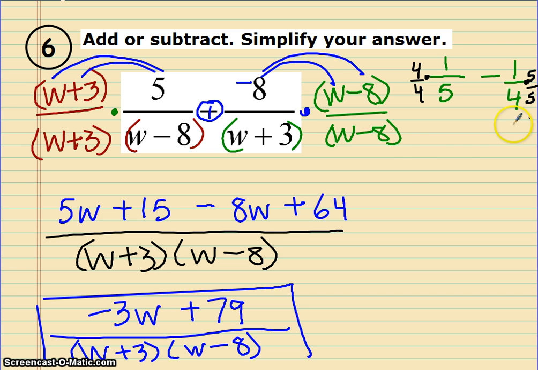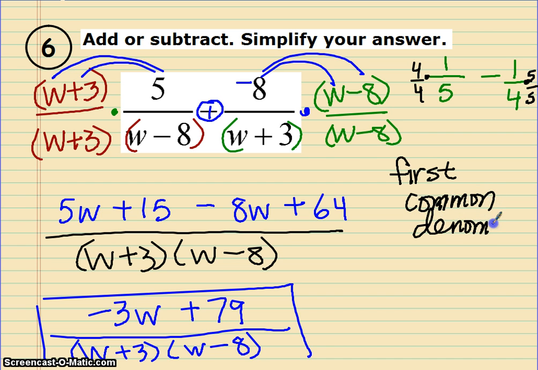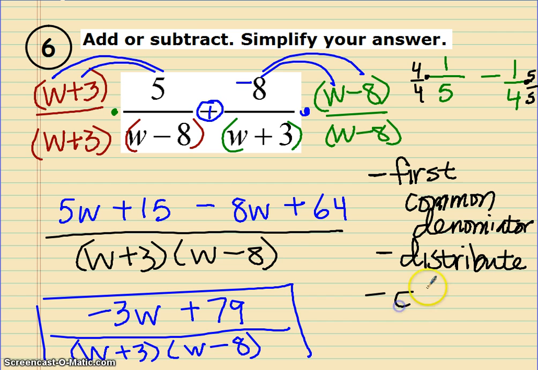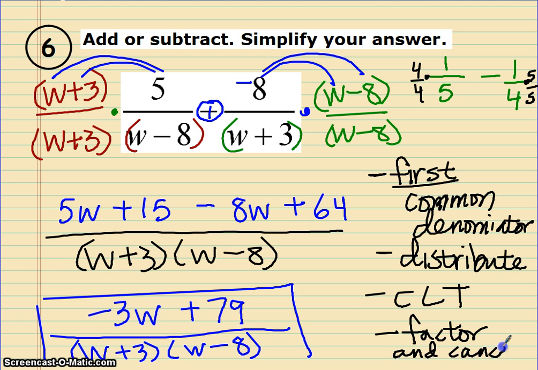So the steps here again are, first get a common denominator. And second, distribute. Third is combine like terms. And then fourth will be factor if possible. And we'll factor and cancel if possible. And so since it wasn't, we're done with this problem.